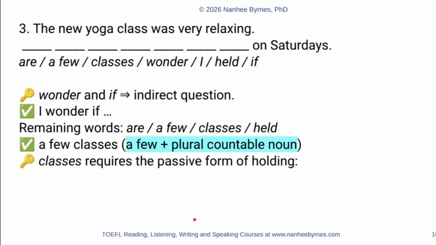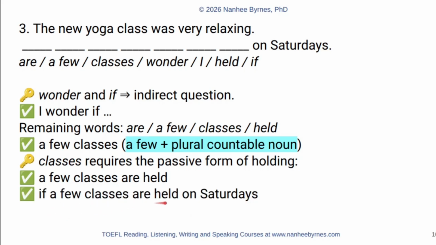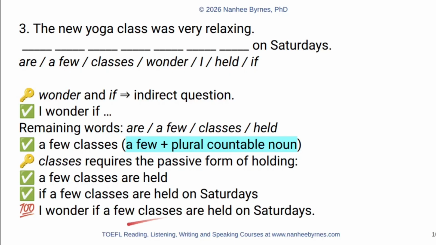Since classes, as a non-animate concept, cannot perform the action of holding, the verb must be in the passive form, "are held." So the indirect question clause becomes "if a few classes are held on Saturdays." Putting everything together, the complete sentence is, "I wonder if a few classes are held on Saturdays."